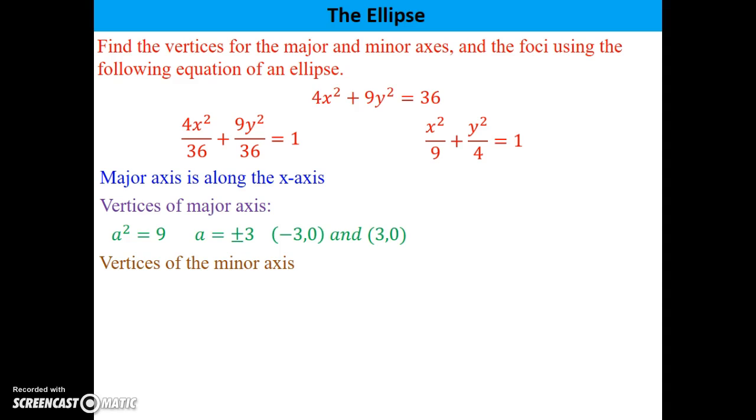The vertices for the minor axis, since B is 2, we're going to go up and down. We're going to go up the y-axis from 0, a distance of 2, and down a distance of 2. So those vertices are 0, 2, and 0, -2.